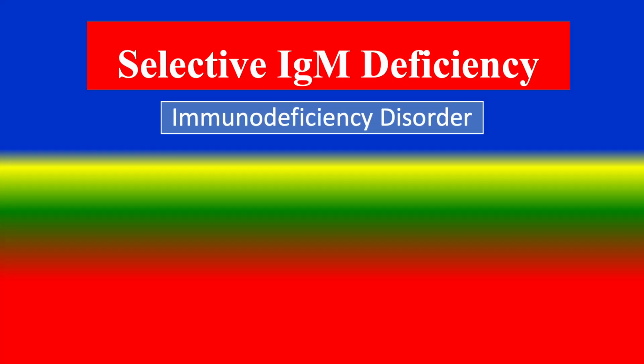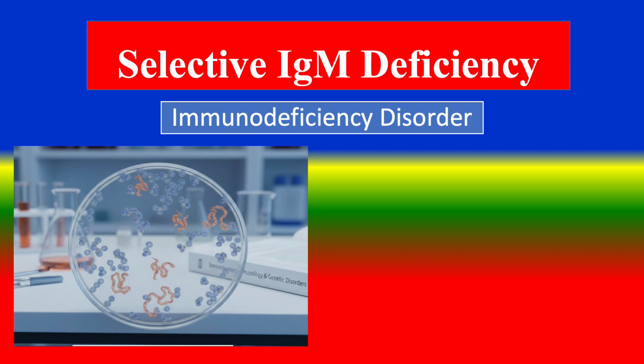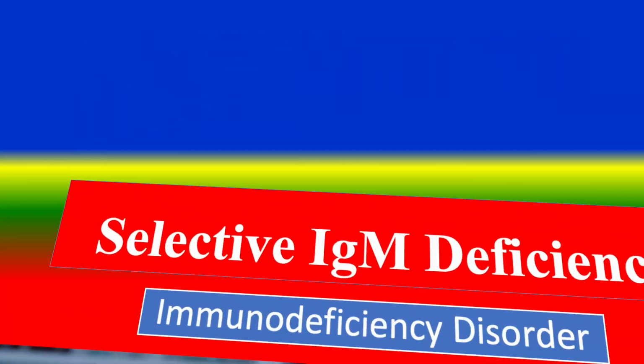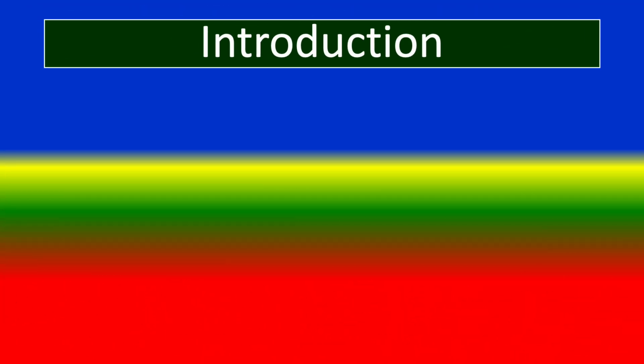Selective IgM deficiency is an immunodeficiency disorder. Look at this picture. Signs and symptoms, complications, detail going on. Introduction.